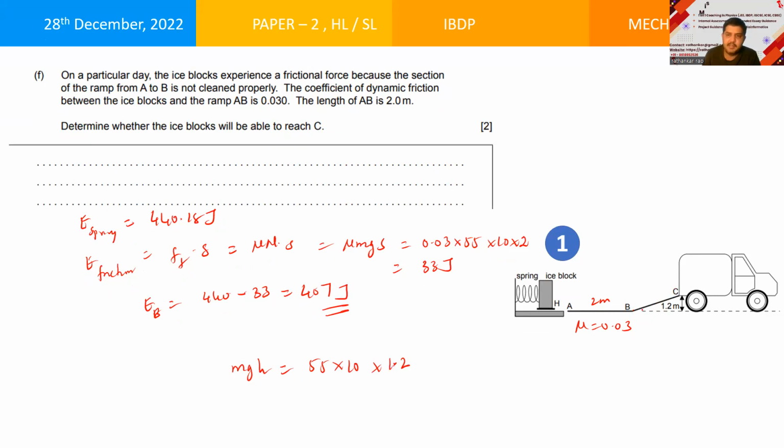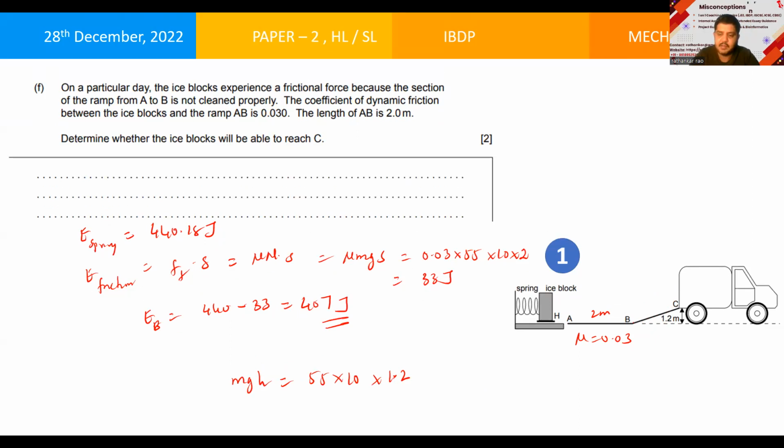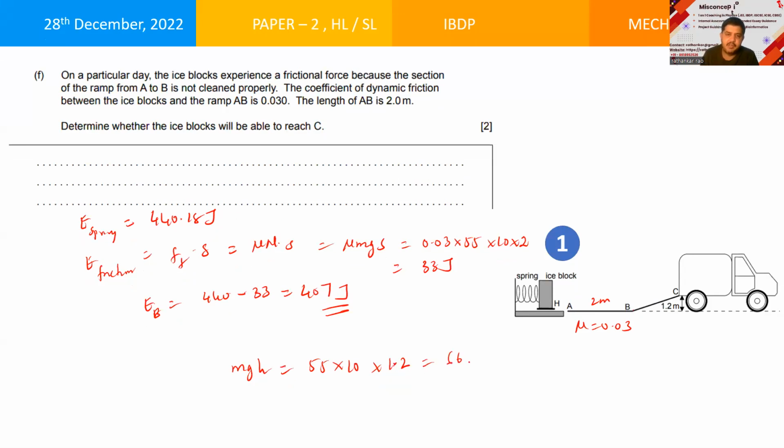Forget about what speed it is. You just need to have that much energy. Let us do that value. 55 times 10 times 1.2 will give you 660 joules. Wow. See, you need at least 660 joules to start from here and to go there.